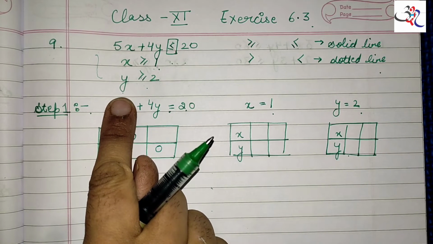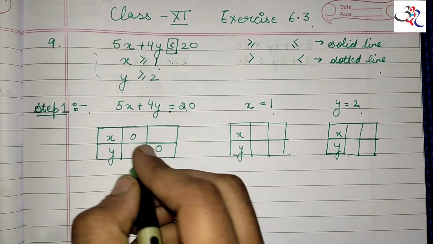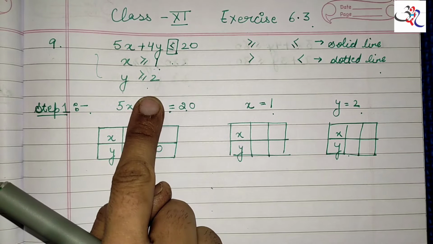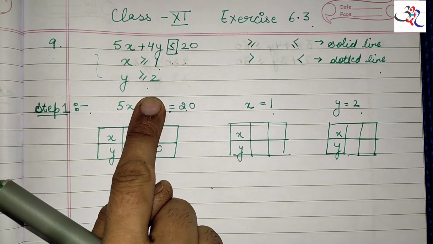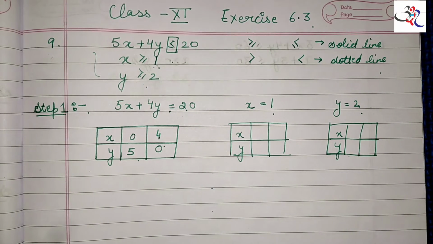So if x is equal to 0, then what will y be? You can see very clearly that 4y will be equal to 20, so y will be equal to 5. And if y is equal to 0, then x will be equal to 4.